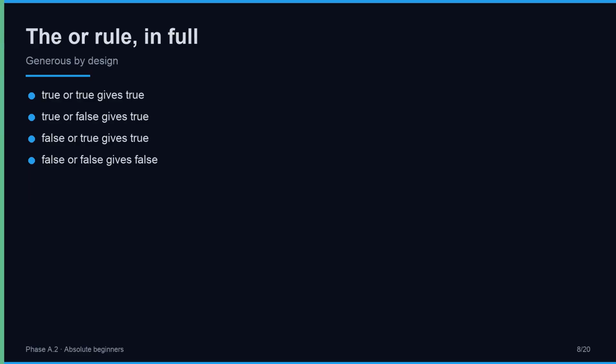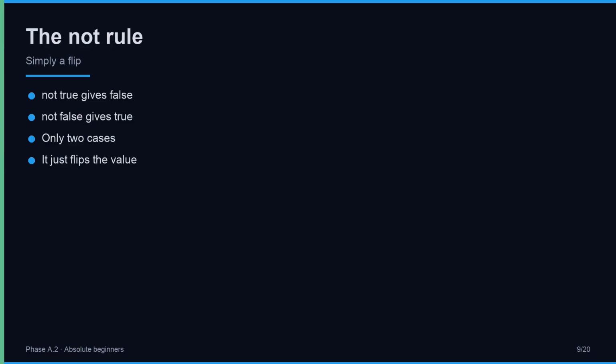Now the or rule, said out loud. True or true gives true. True or false also gives true. False or true gives true as well. Only false or false gives false. So or is generous. As long as one part is true, the answer is yes. There is only one no, when everything is false. Compared with and, or flips the rule around. And needs all true, or needs just one true. Generous by design.